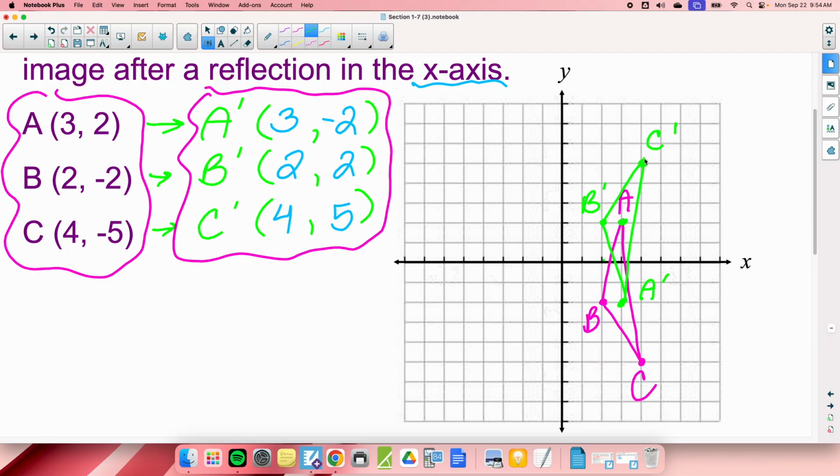Okay? And what you would want to think about, if you took this and you folded it on the x-axis, do you think your C's would line up, your B's would line up, and your A's would line up? And they would. Which of those two formulas you use, it doesn't matter, or which of the two rules. But when I grade this, you have to have both figures drawn. One of them A, B, C, the other one A prime, B prime, C prime.